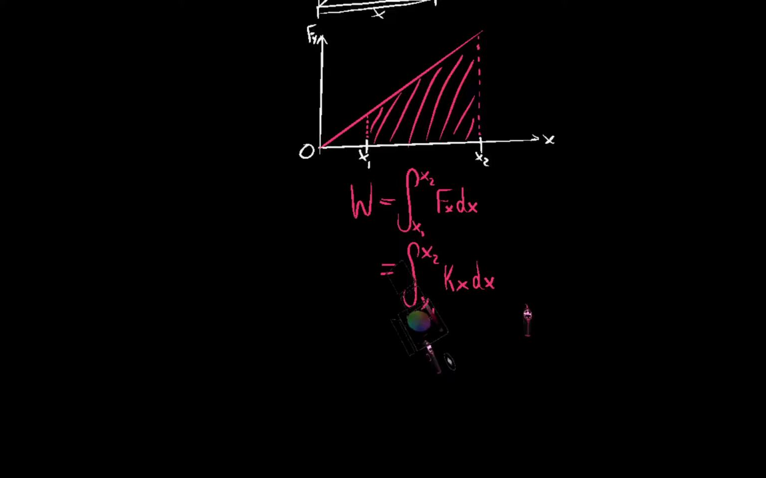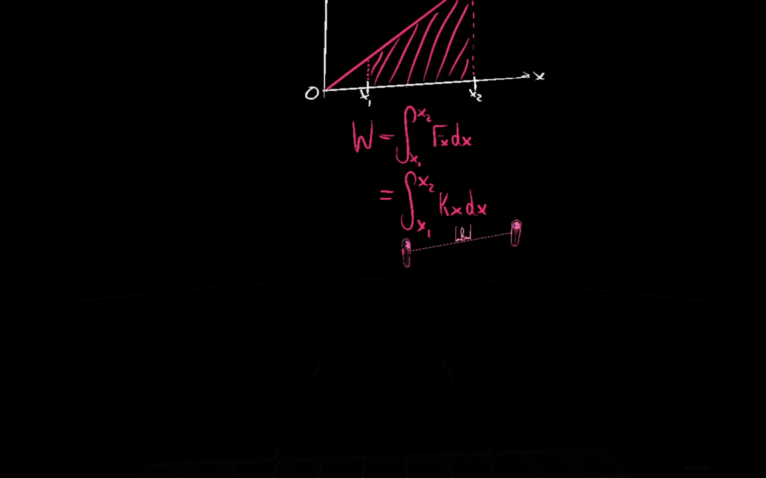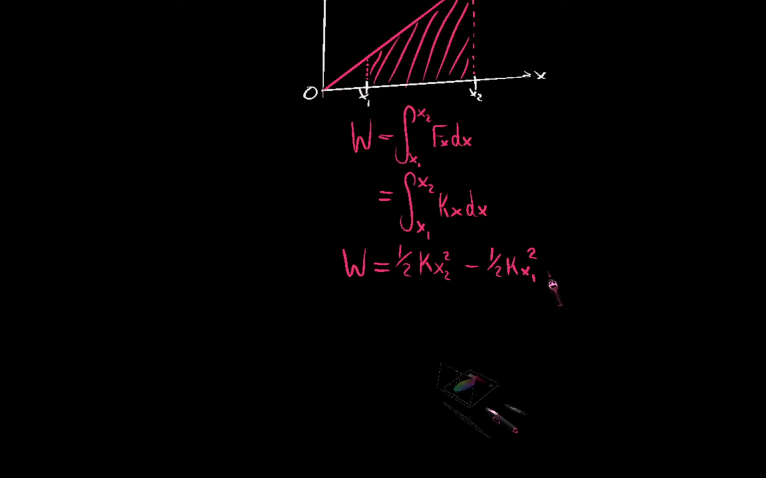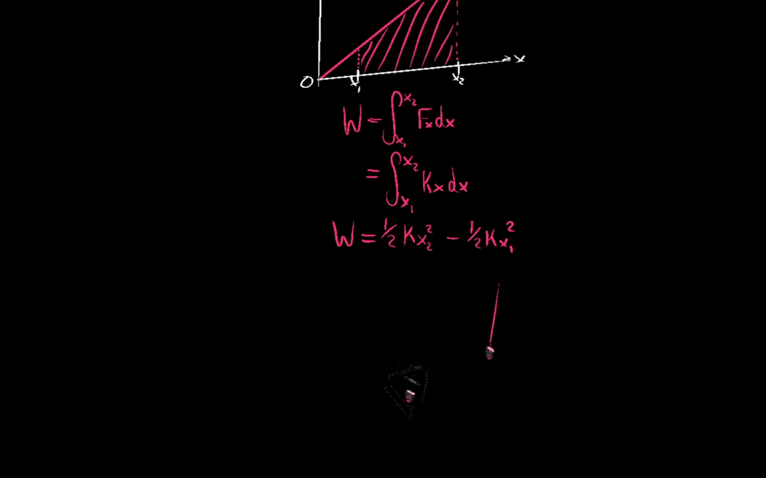dx. And so if we integrate that, we get that the work is equal to 1/2 k x2 squared minus 1/2 k x1 squared. Kind of looks familiar. It takes on the same form as kinetic energy, but this time we have this k, spring constant, and it's different.